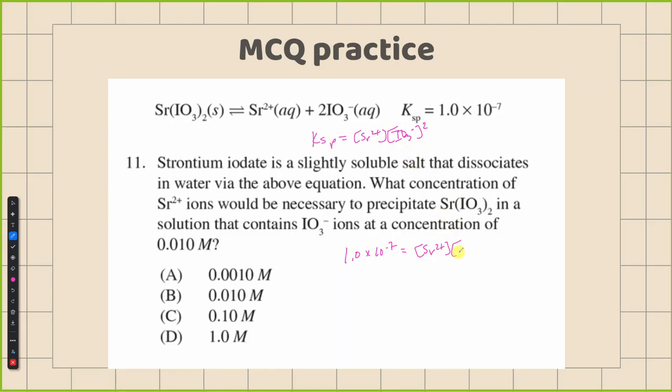And the iodate here is 0.10, and that would be squared. And then we can figure out the strontium, that would be how much it could have at equilibrium. So anything above that's going to precipitate out. So looks like it would be A.